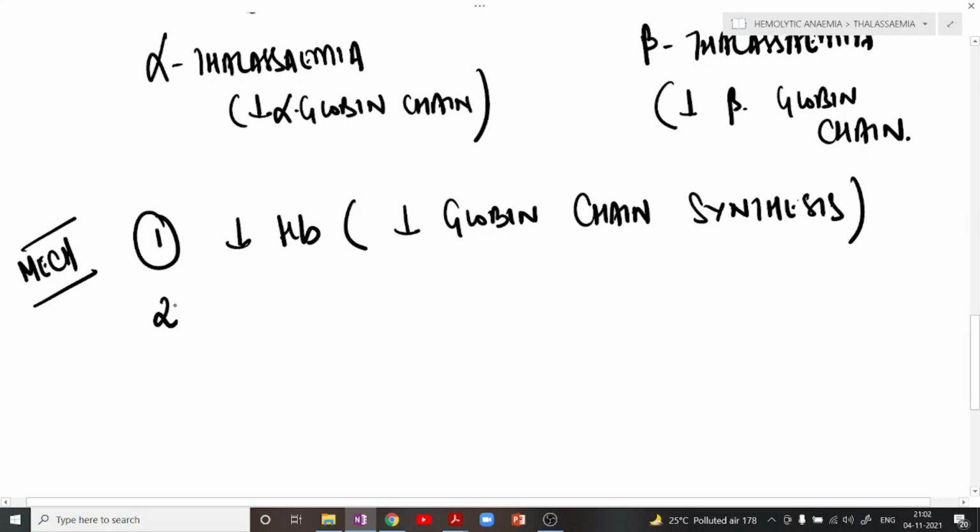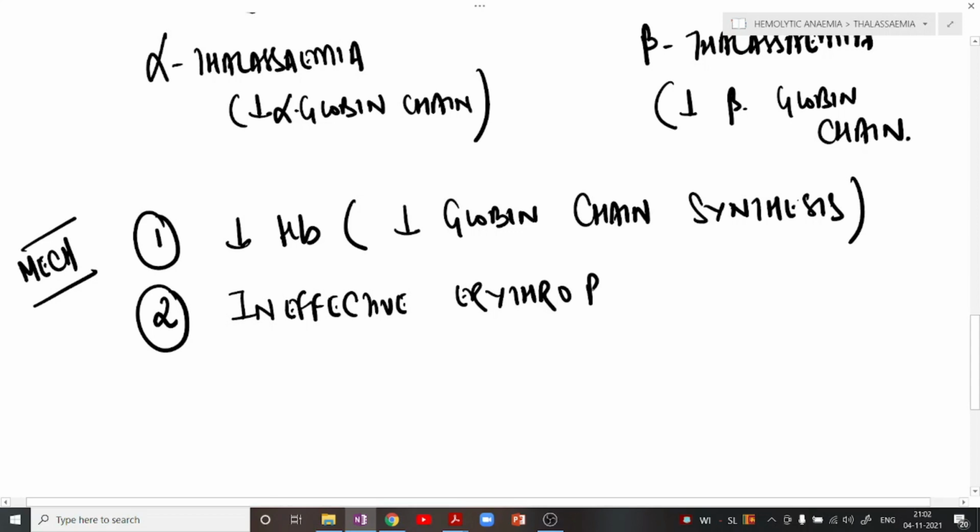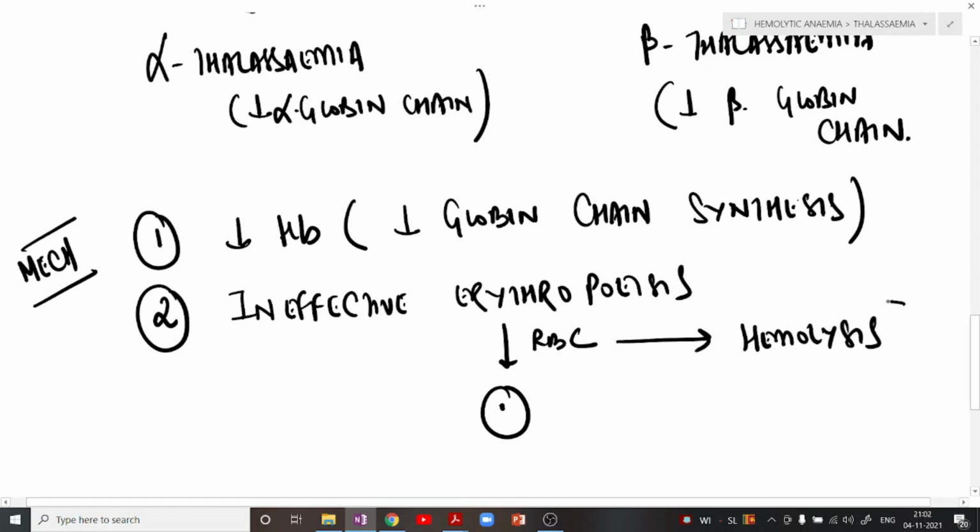But the second very important point is that the second cause of anemia over here is something called ineffective erythropoiesis. There is ineffective erythropoiesis. What is the meaning of this? The meaning is before the RBC comes into the circulation, this RBC undergoes hemolysis within the bone marrow. It undergoes hemolysis in the bone marrow.